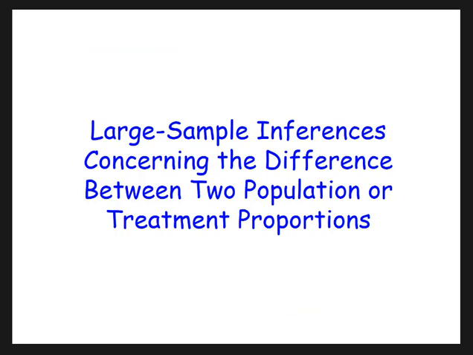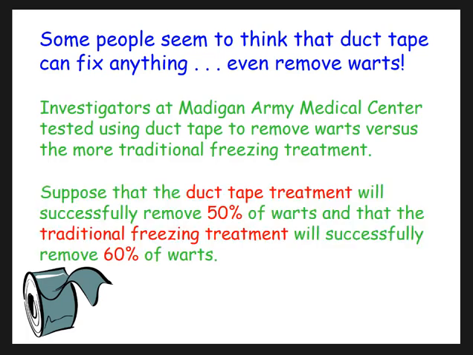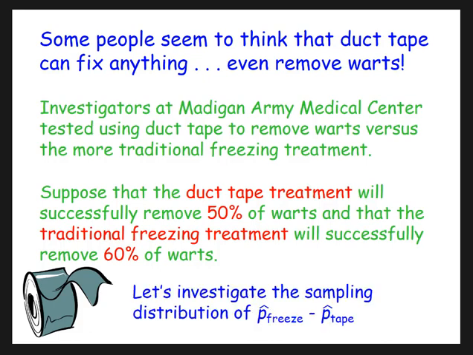So let's do large sample inferences concerning the difference between two populations or two treatments. Some people seem to think that duct tape can fix anything. It can remove warts and all sorts of other things. So suppose duct tape treatment will successfully remove 50% of warts, and traditional treatment will successfully remove 60% of warts. Does that mean that the traditional treatment is better? Well, let's investigate the difference between the proportion that is fixed by freezing and the proportion that is fixed with duct tape.